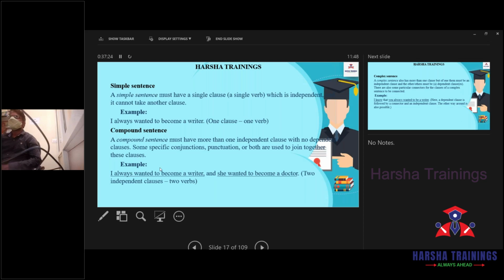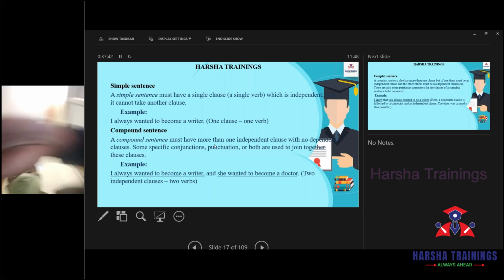So going to compound sentence. What is a compound sentence? By the word itself, we can say. If you have science students here, what is a compound? Combination, right? So a compound sentence must have more than one independent clause, with no dependent clauses.